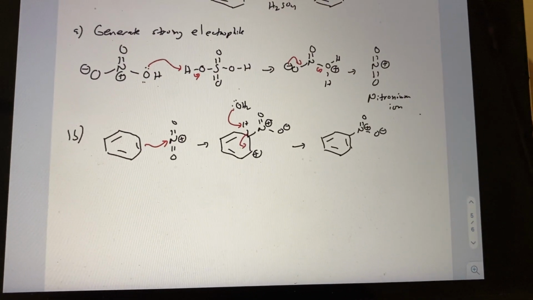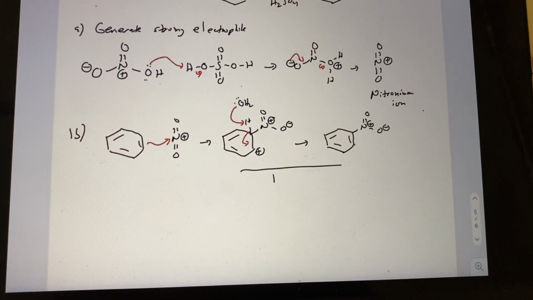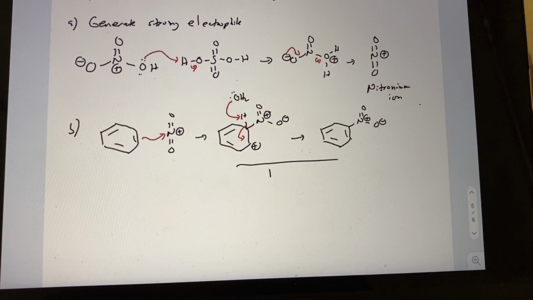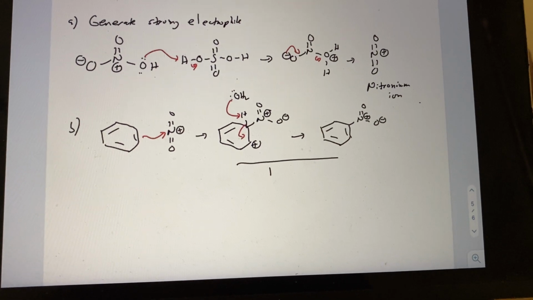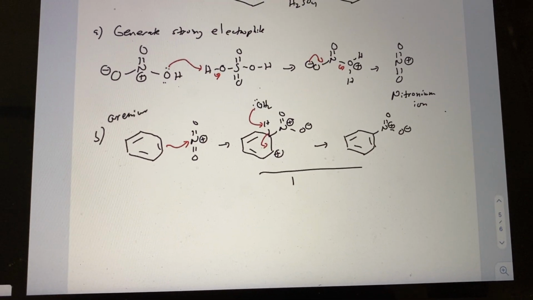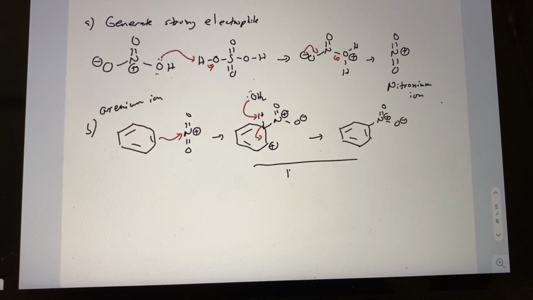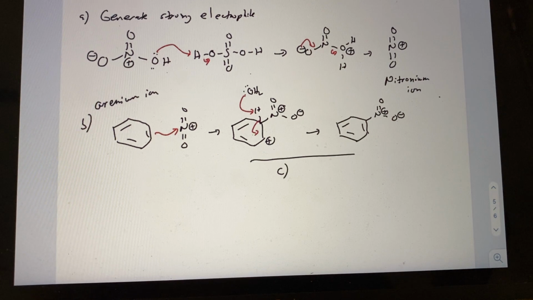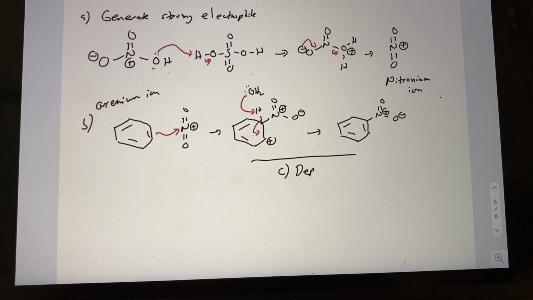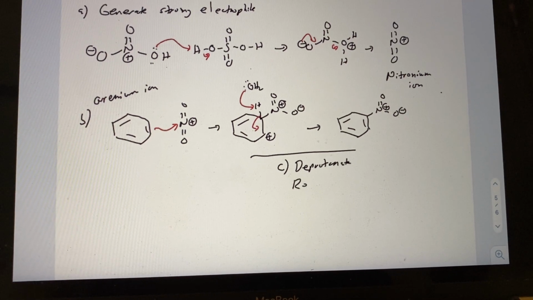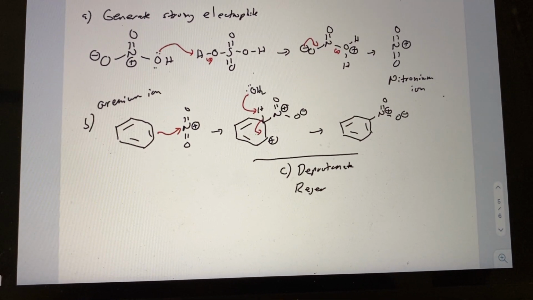So this is really step 1B. I don't know what the 1 is doing here. Sorry, let's say A is to generate the strong electrophile. B was to generate the nitronium ion. And then C here was our step to deprotonate, to regenerate the aromatic system.